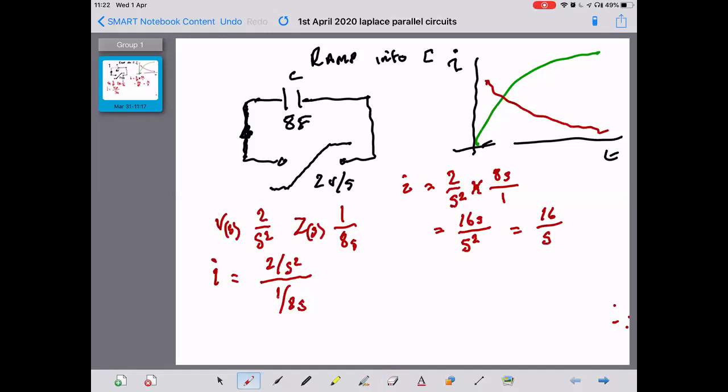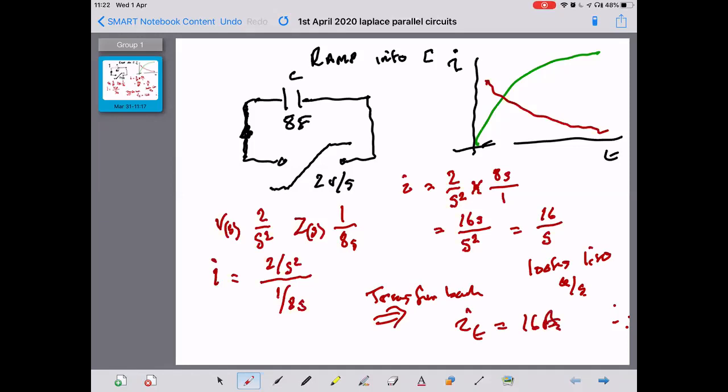So that is equal to the S on the top can cancel out one of the S on the bottom. So you end up with 16 over S. Does 16 over S look like anything in your table? Is that A over S? Step or DC function? Looks like I over S, and that transforms back to I at t is equal to 16 amps. Yes, constant current.